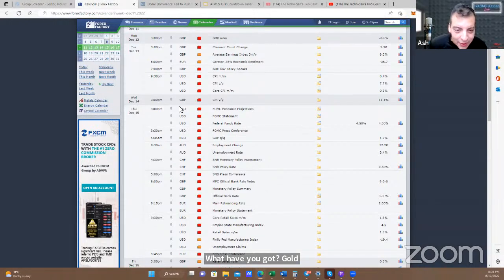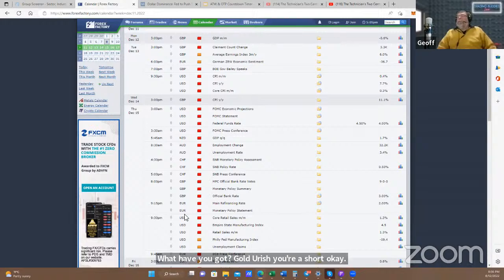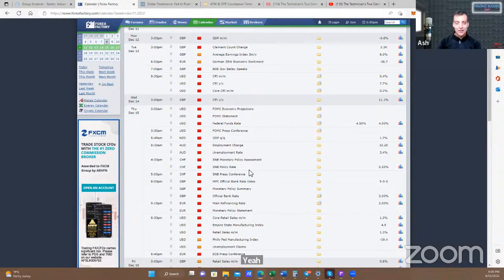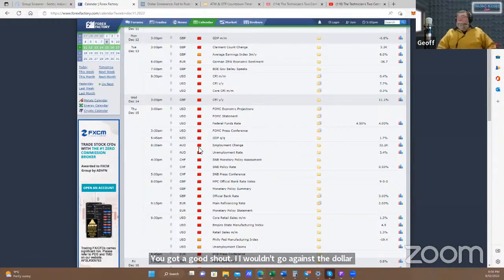Euro short. Okay. Well, I mean, you said it from the outset. If you short the euro and the pound come Thursday, you've got some money in the bank. Yeah, I think you've got a good shout. I wouldn't go against the dollar though. I'm not suggesting that. But pound Aussie short, euro Aussie short.